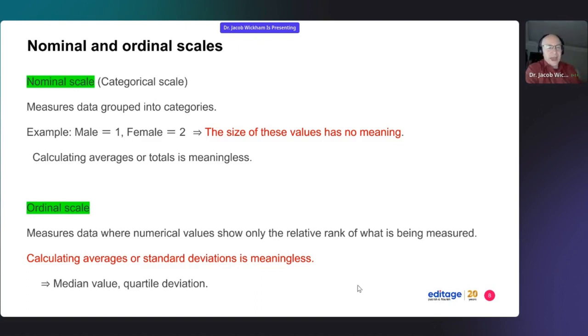Again, here calculating averages or standard deviations is meaningless. The more meaningful data is the median value, or the middle value, and there's also a quartile deviation. So, basically, Q1, Q2, Q3, Q4. That's how they divide the journals, and the data is displayed as the median value, and then the 4 quarters.